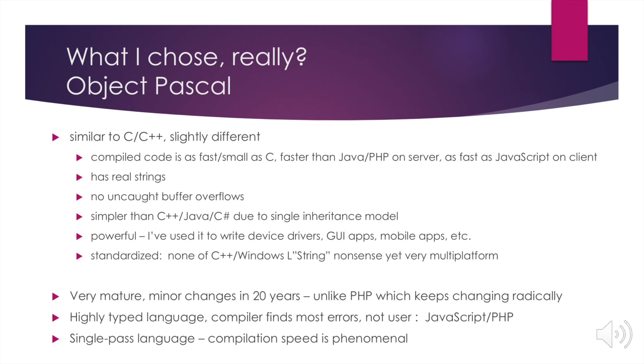It's powerful. I've used it to write device drivers, GUI applications, mobile applications, etc. And it's standardized. It doesn't have any of this long string nonsense that comes into C and C++ for Windows. And yet the code is very multi-platform. Object Pascal has been around for 20 years, and unlike PHP, it doesn't keep changing. It's a highly typed language. The compiler finds most of your errors, not the user, unlike JavaScript and PHP, where we often get runtime errors. It's a single pass language, which means compilation speed is phenomenal.